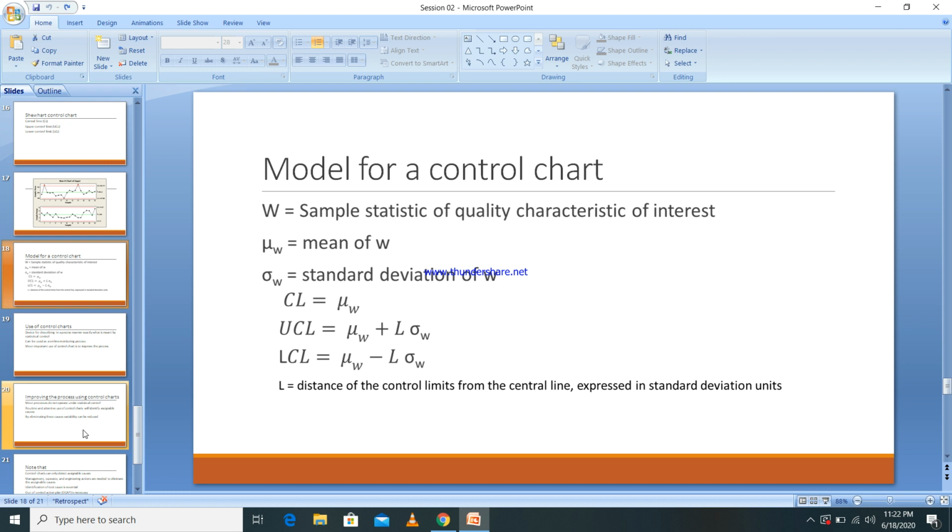That is, for an example, in most of the cases the L value is equal to 3. For the central line you take the mean value, and when you are constructing the upper control limit, that is equal to mu plus 3 times sigma W, and when you are constructing the lower control limit, that is mu minus 3 times sigma W. So likewise the L value is expressed in standard deviation units. You will get an idea when we are really constructing the control charts, right?